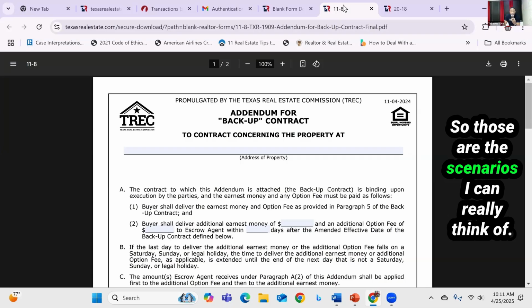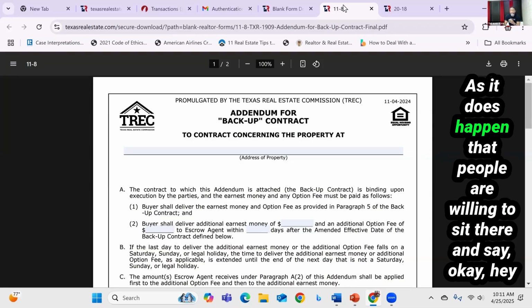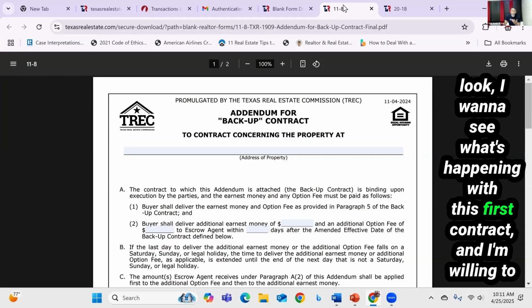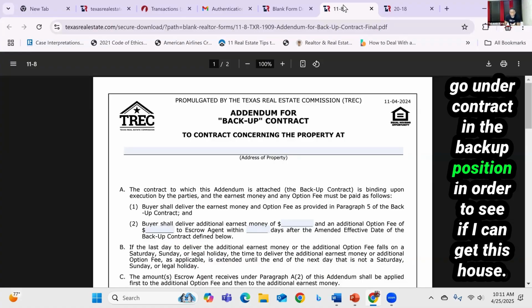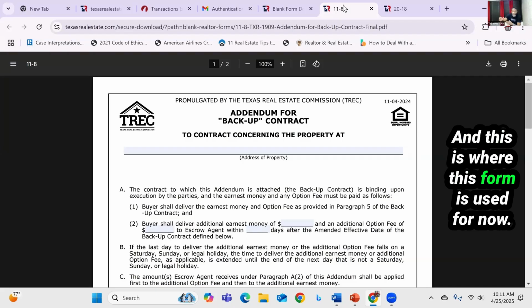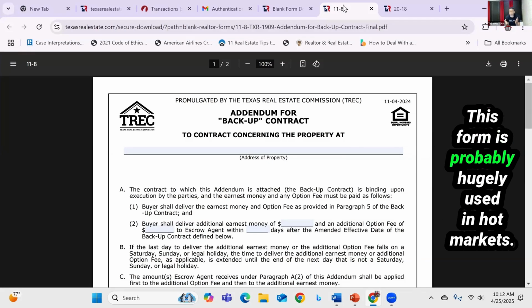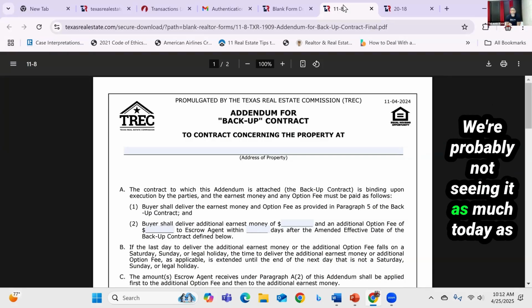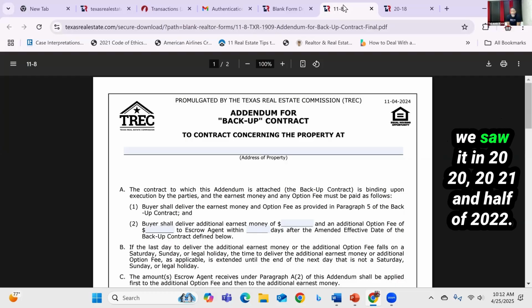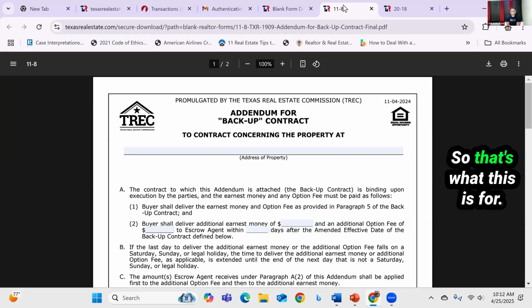All right. So those are the scenarios I can really think of, as it does happen that people are willing to sit there and say, okay, hey, look, I want to see what's happening with this first contract, and I'm willing to go under contract in the backup position in order to see if I can get this house. And this is what this form is used for. Now, it's not uncommon in hot markets. This form is probably hugely used in hot markets. We're probably not seeing it as much today as we saw it in 2020, 2021, and half of 2022. It was used very often. So that's what this is for.